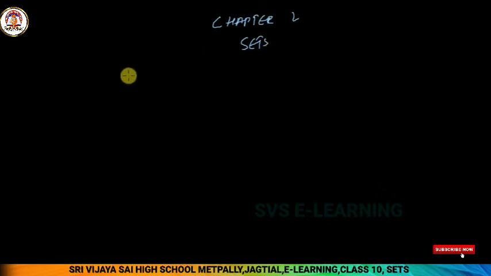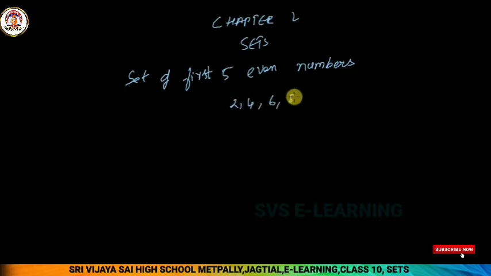Let's say I ask you to write down the set of first 5 even numbers. What are the first 5 even numbers? 2, 4, 6, 8 and 10. These are the first 5 even numbers.